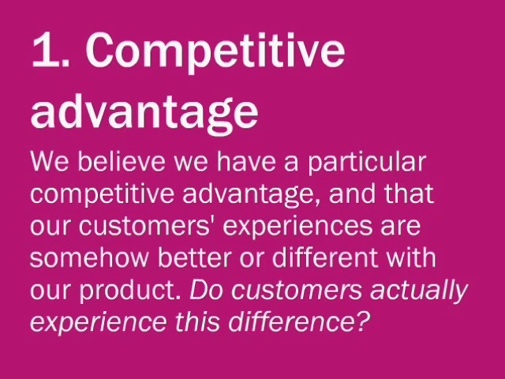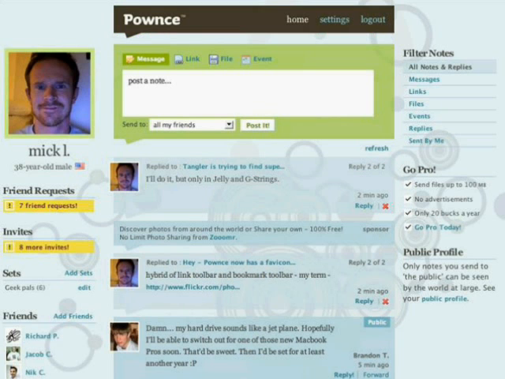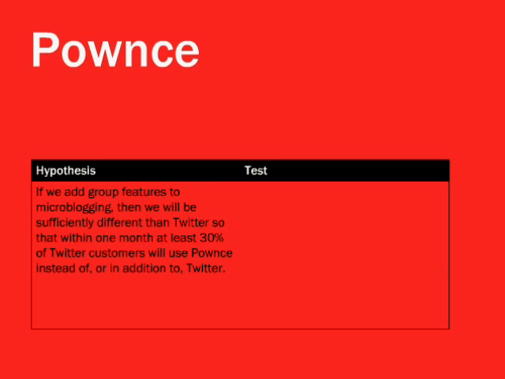So in the case of Pownce, they were trying to differentiate themselves based on their position and the experience they would give customers. So we can set this up as: write a hypothesis that would let us test if we actually have this competitive advantage, if we're actually giving people a better or a different experience the way we think we are.